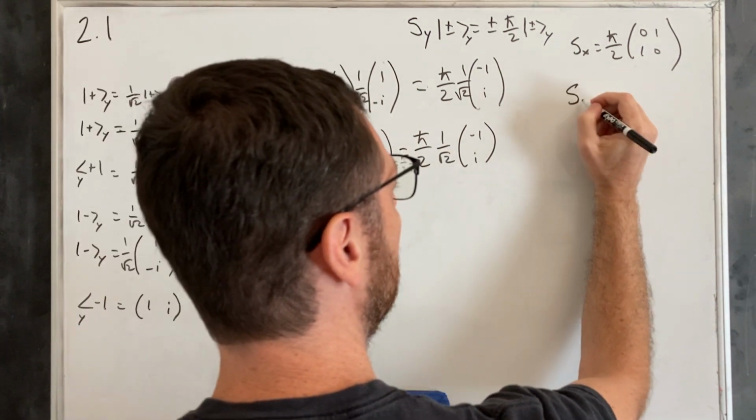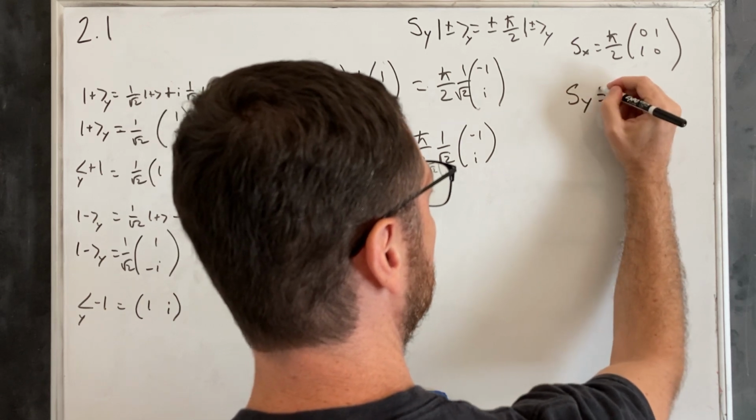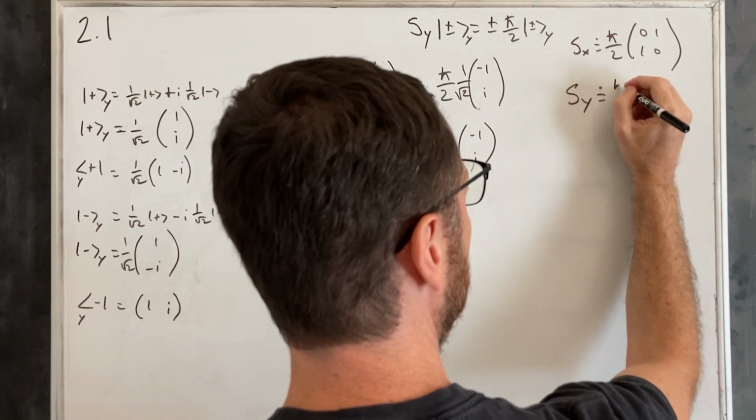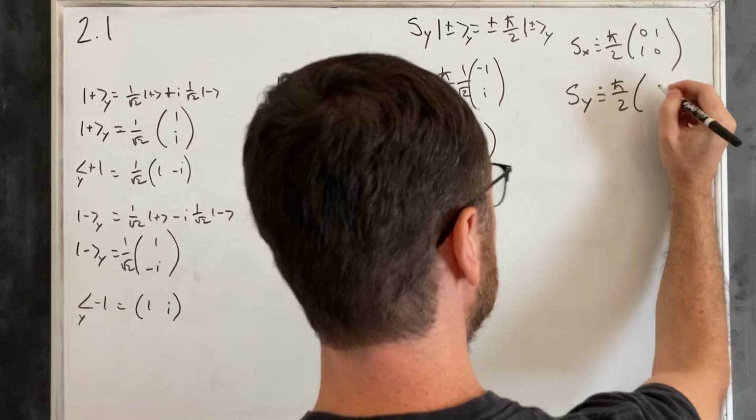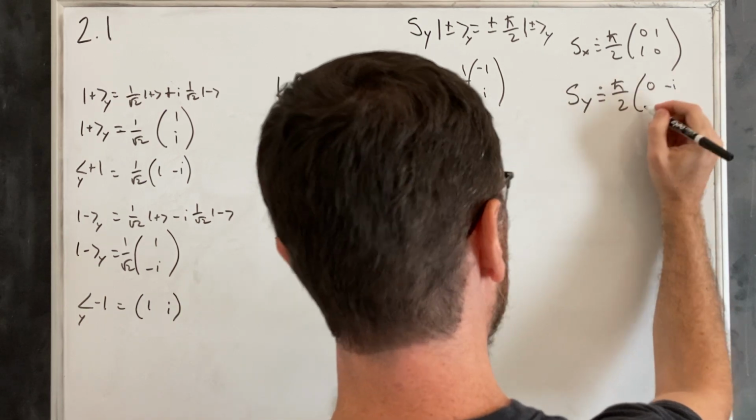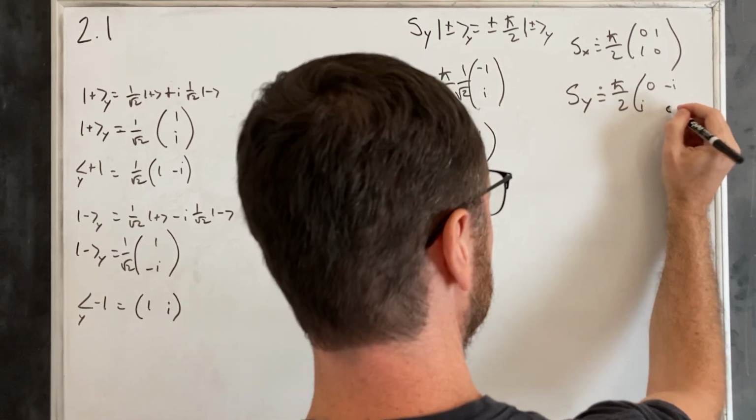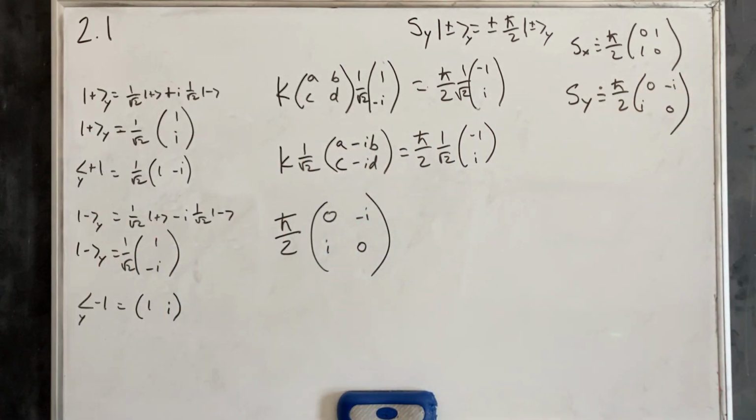So our S_y operator is shown by h bar over 2, 0, negative i, i, 0. All right, hope that helps. And be right back for 2.2.